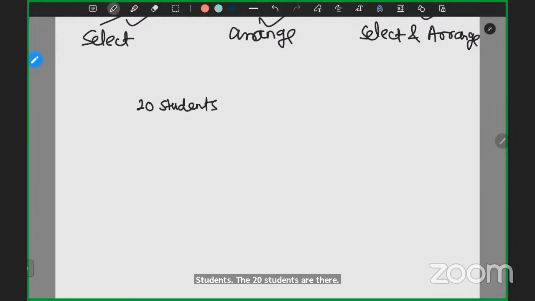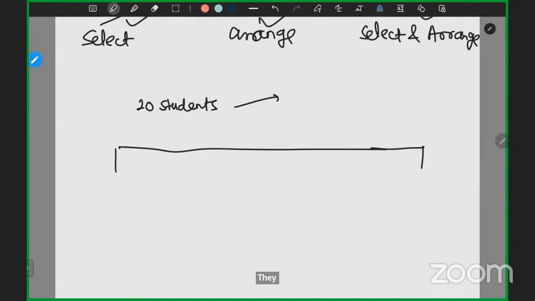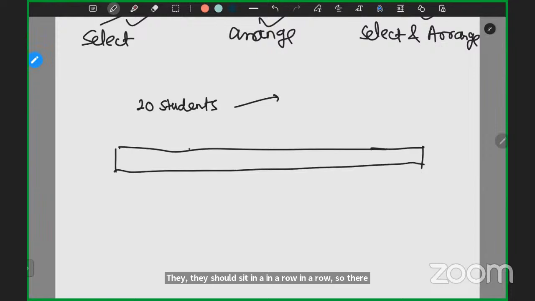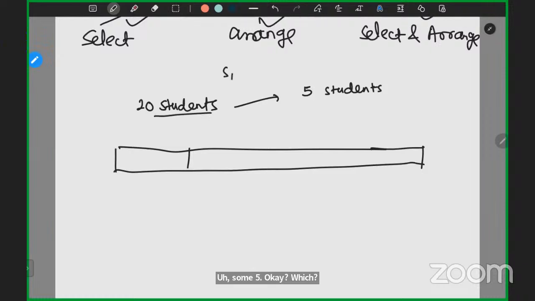Students, okay, 20 students. And let's say I say that they should sit in a row. So there is only one row available, which contains 20 seats. And let's say I say that 5 students, some 5, since they are all distinct students, right? So S1, S2, S3, and so on, till S20.